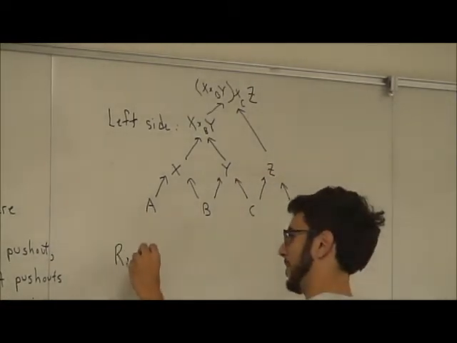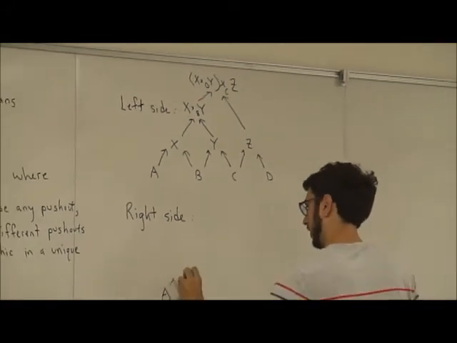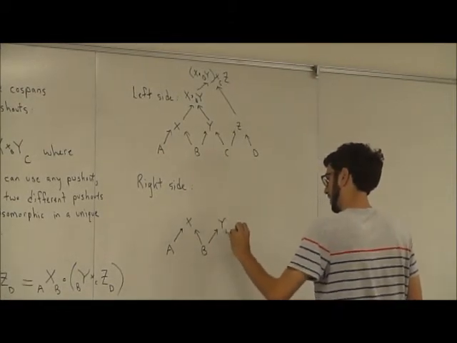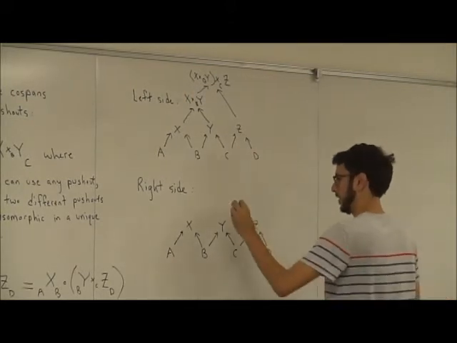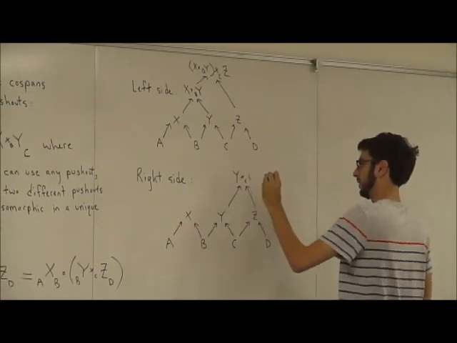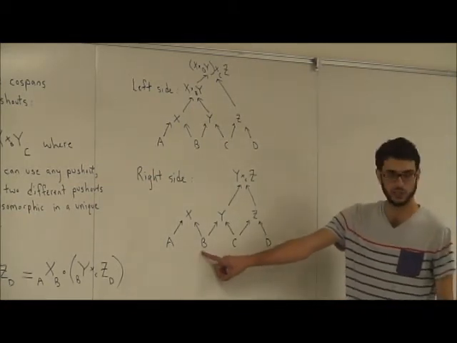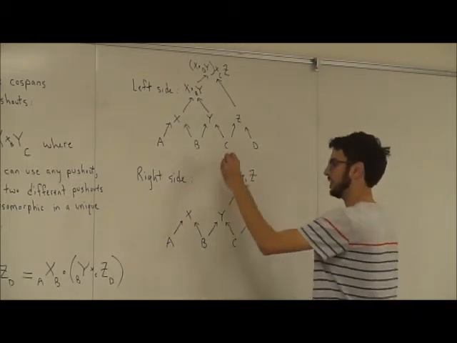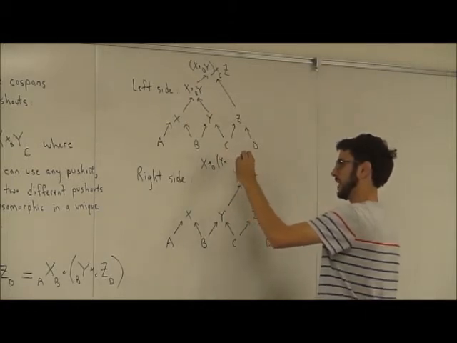On the other hand, the right side. It's got the same base diagram. And in this one, you take this pushout over here over C. And then you see that B is a common node for this guy and for this guy, so you can form the pushout over B of X and the pushout of Y and Z.